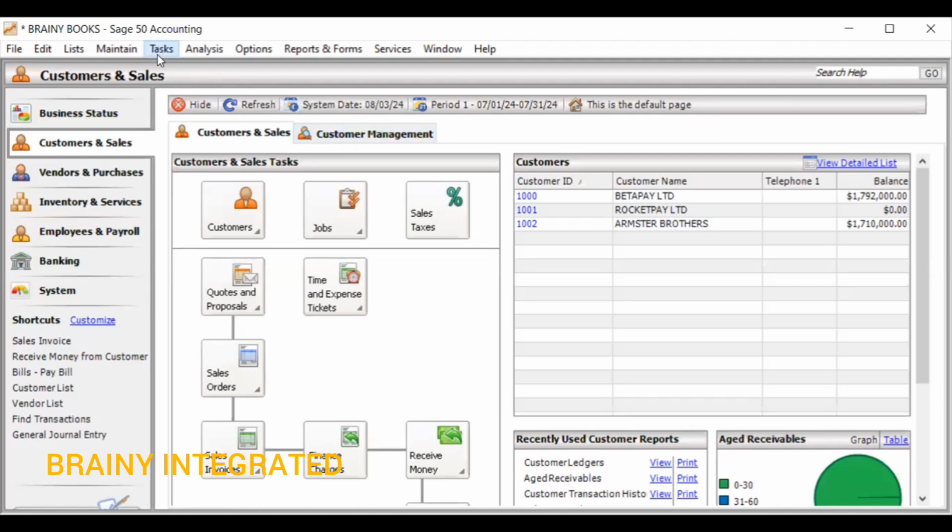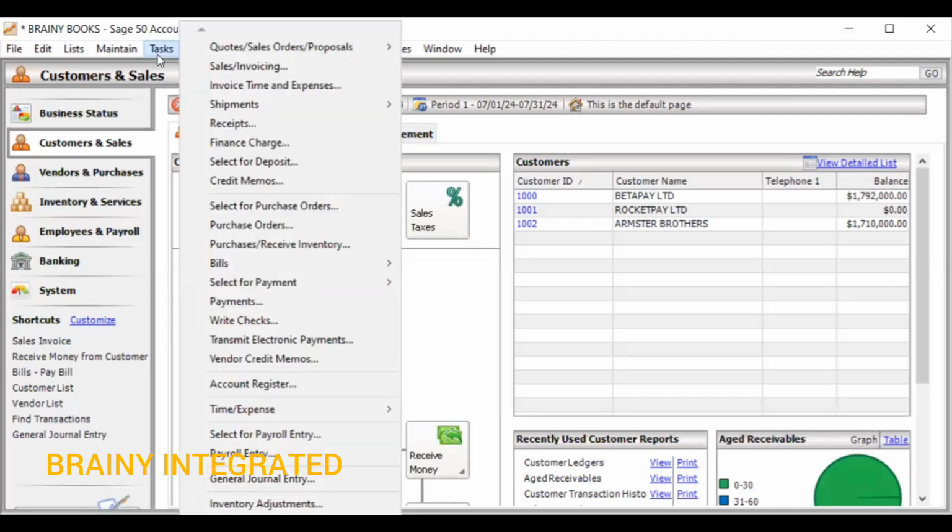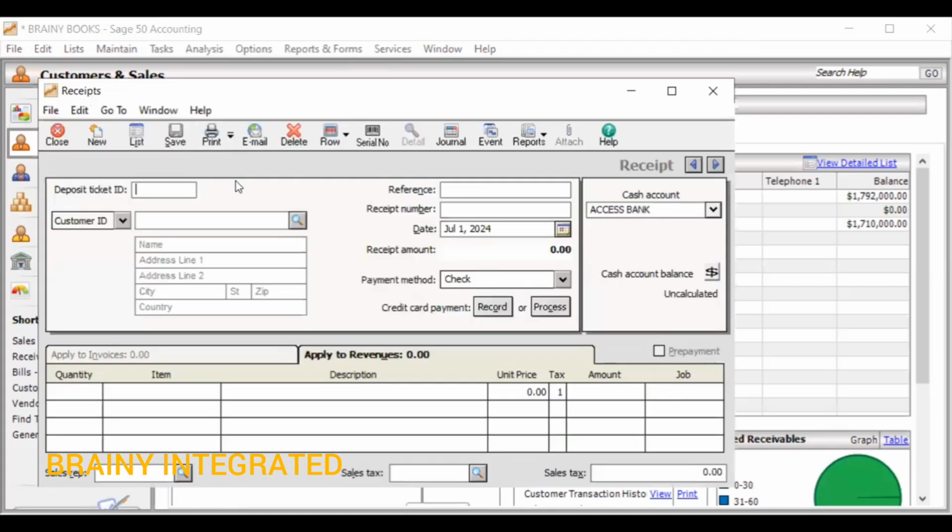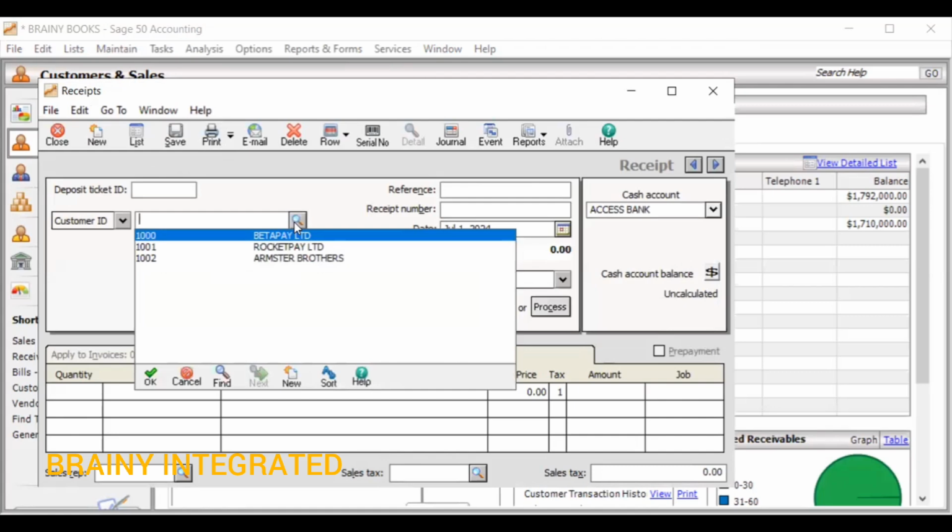We can just go straight to receipts. You go to task on the software. When you go to tax, you click on receipts. So when you click on receipts, the first thing you want to do is to select the customer. You just check who is still owing us money.